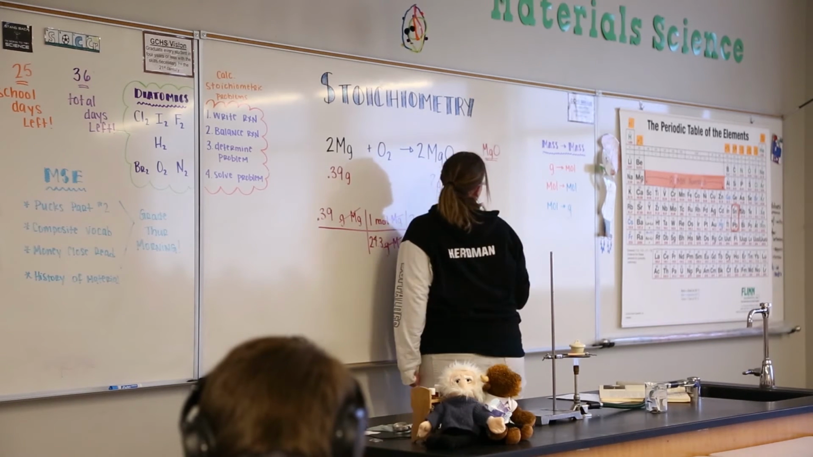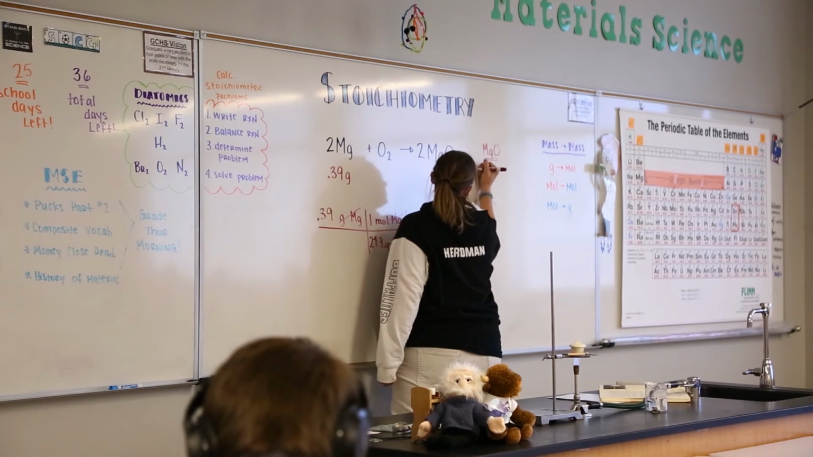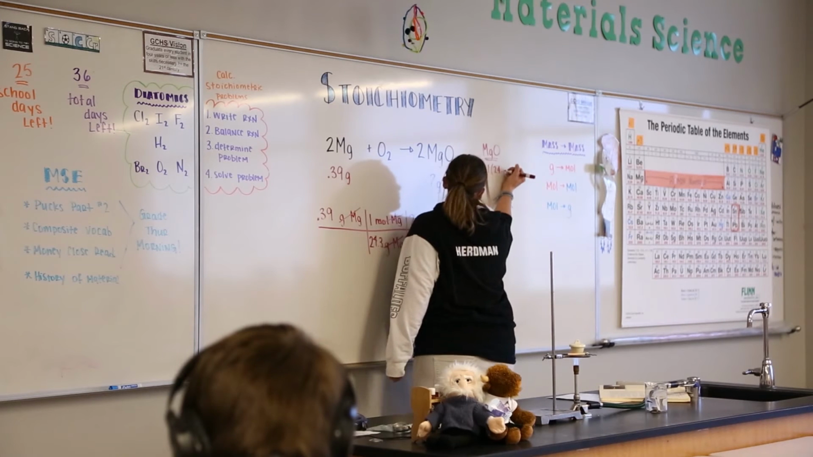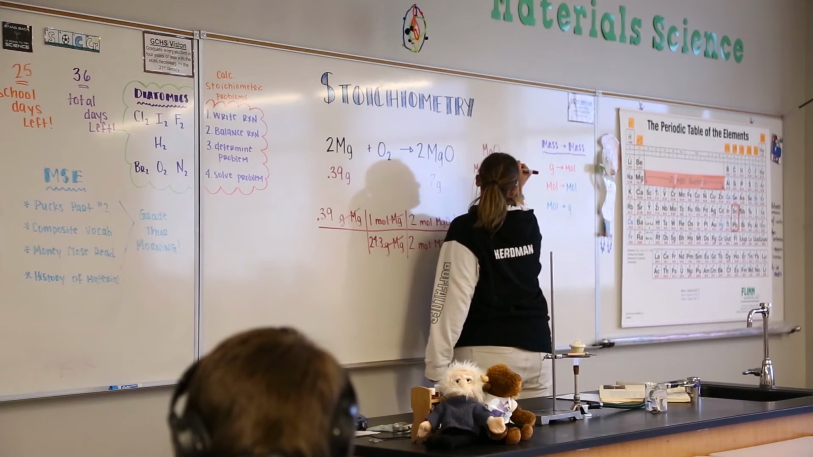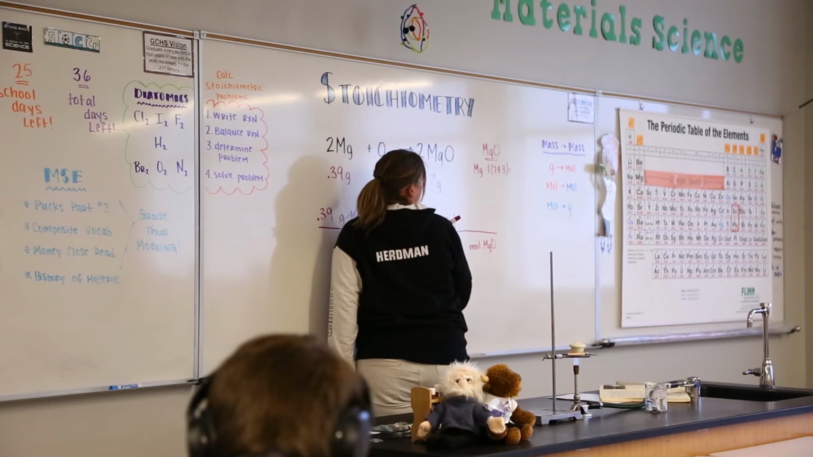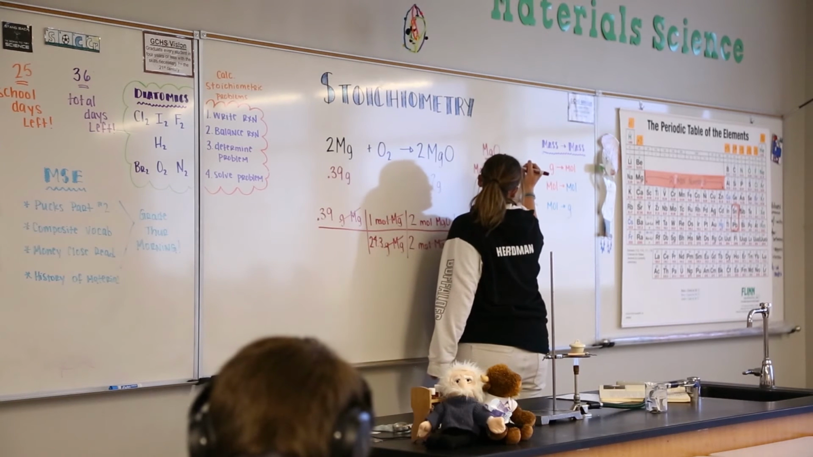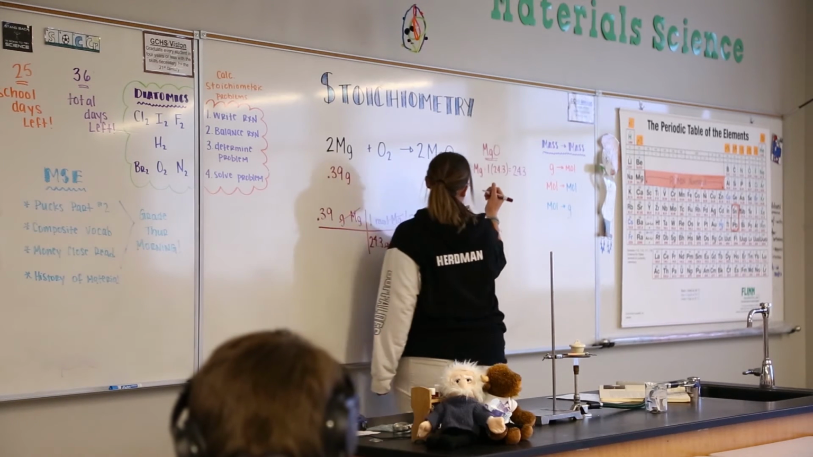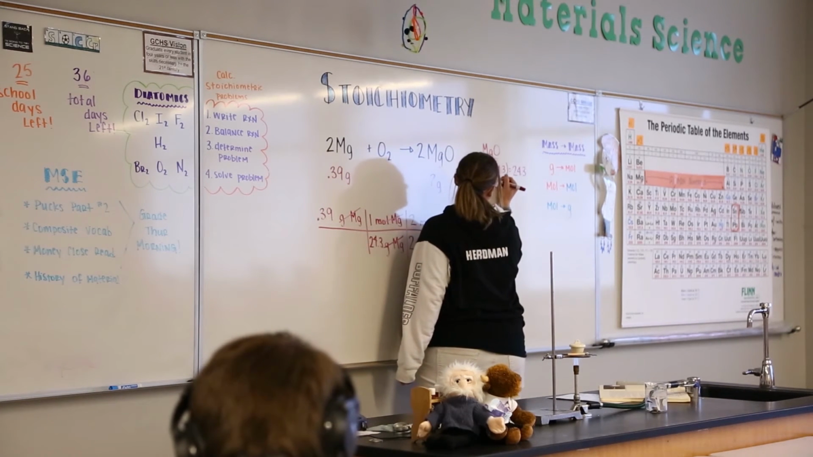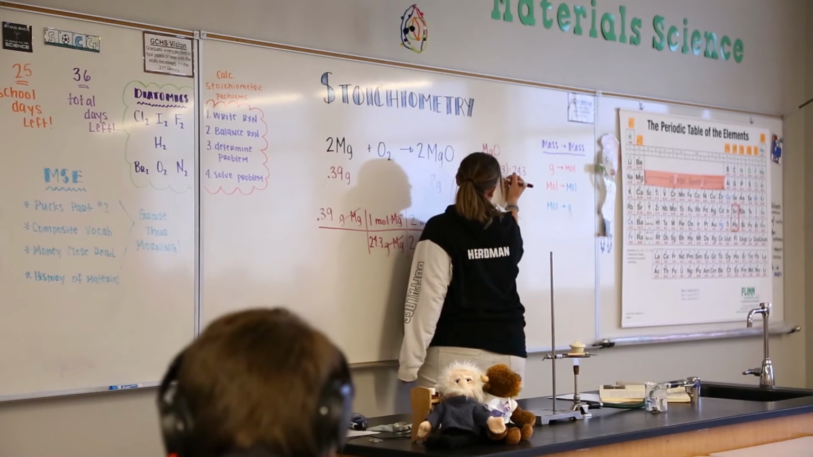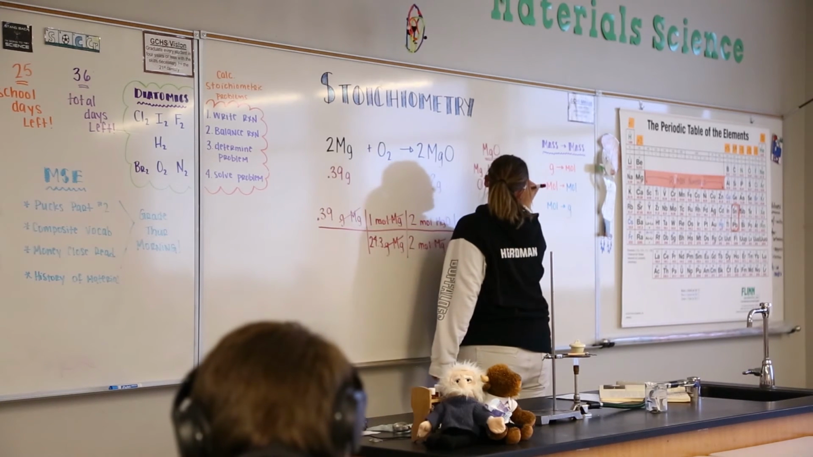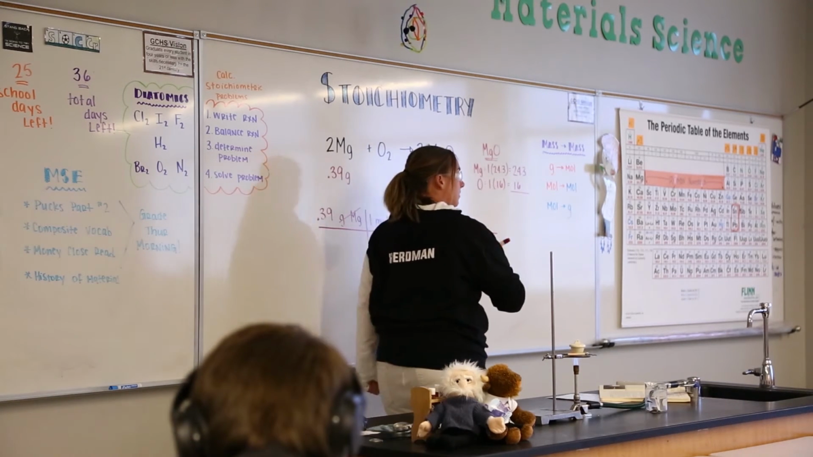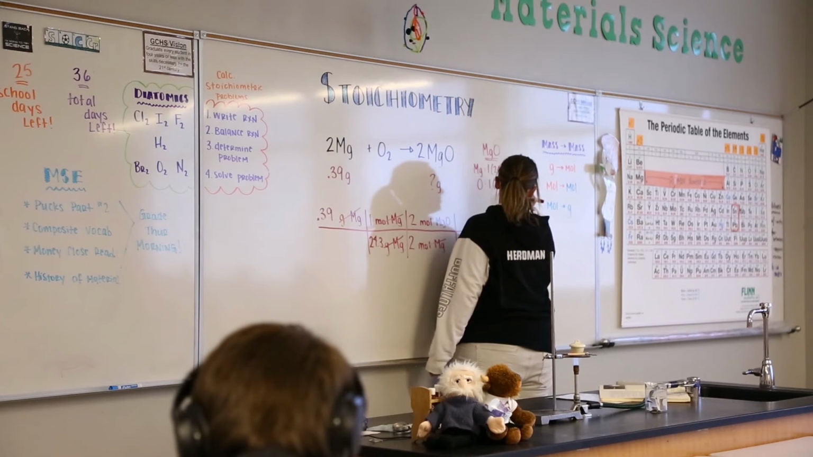What's our first element? Mg. And how much does an Mg weigh? 24.3. Right, and we only have 1 of them, so 1 times 24.3 is 24.3. And what's our second element? Oxygen. And how many oxygens do we have? 1. And each one weighs 16. And 1 times 16 is 16. All right, and 24.3 plus 16 is 40.3.